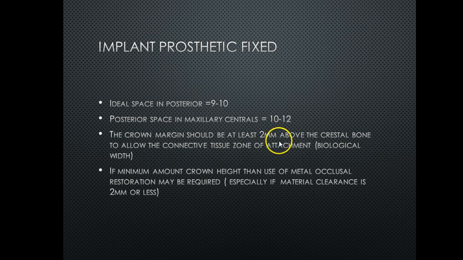So you never want to violate that. If you violate it, the body will make its own space, and you will actually lose your crestal bone, and the threads of the implants would be visible at that time. And you'll obviously have some inflammation, a reactive inflammation reaction from the body, the defense mechanism. If you don't have enough crown height, then we recommend using metal occlusion to compensate for that, especially in the area where there is 2 or less millimeters of material clearance available for you.